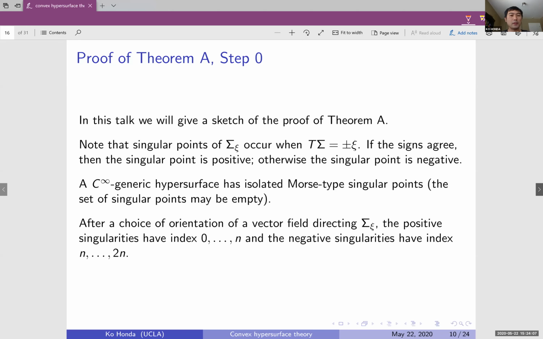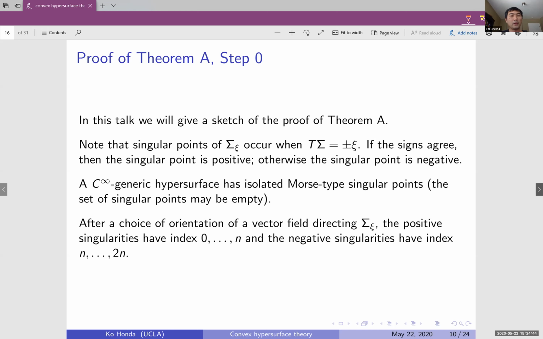The first thing is to note that the singular points of sigma sub C occur when T sigma is plus or minus C. So you have the hypersurface and you have a contact structure. The contact structure is sort of wobbling around as you go around, and you're interested in places where they agree. Where they agree, the orientations either agree or are opposite, and depending on the sign, you either say it's positive or negative.